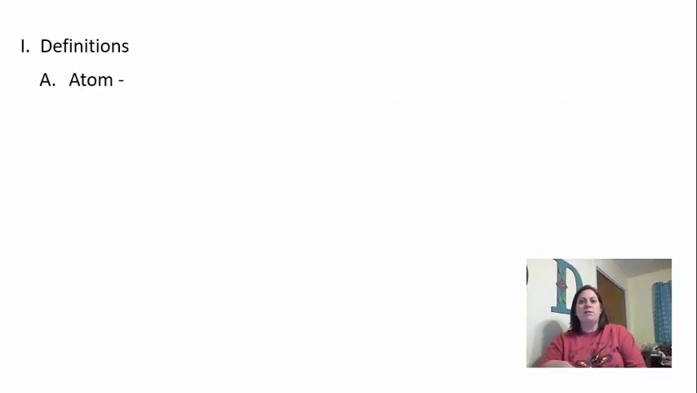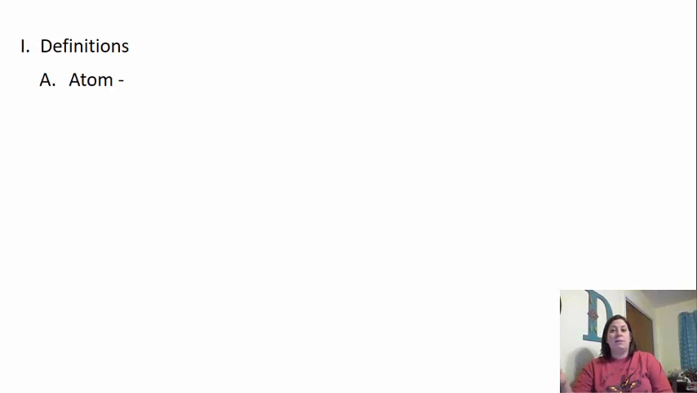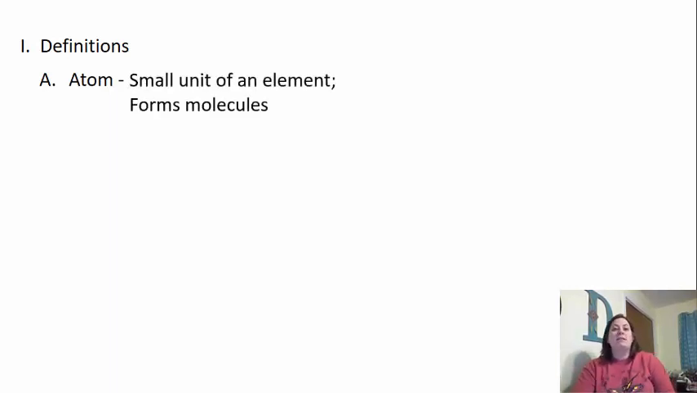So we're going to do a little review. Hopefully this is a review. It may have been a while since you've had a little bit of chemistry. However, we're going to start with the atom. The atom is the smallest unit of an element. It's going to help you form molecules.